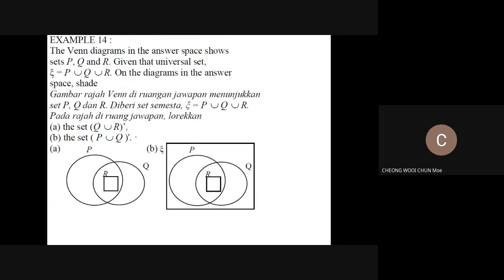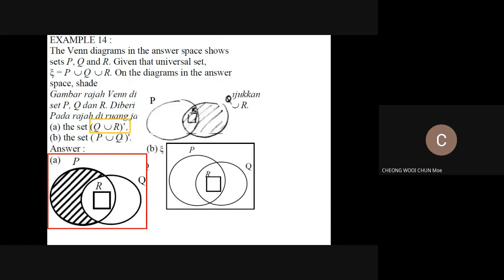Then example 14. Given this one, shade which one? A is this one, B is this one. Q union R complement. When you want to find Q union R complement, before you find the complement, you find inside Q union R first, because there's no box. So Q and R union means everything in Q and R. Then complement means outside, so outside here.